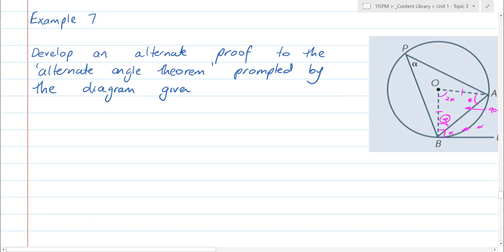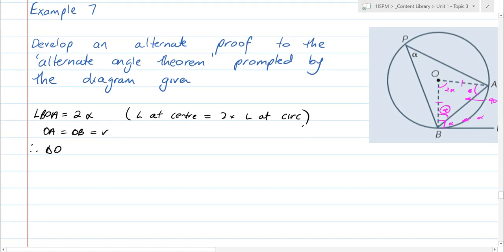So let's start by saying angle BOA is equal to 2 alpha, and this is angle at center equals 2 times angle at circumference. So we know that's theorem 1. And also let's make the statement that OA equals OB, which is the radius. And so therefore, triangle OAB is isosceles. There's too many is's in this. Isosceles.